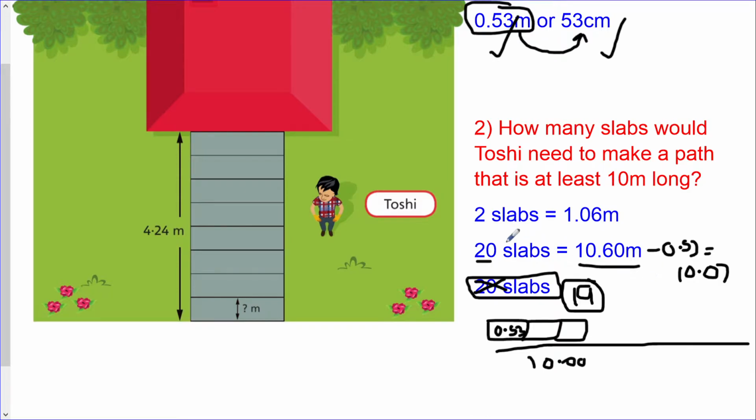Now my way, recognising links between numbers, is a much quicker way of doing that. But if you need to draw the diagram and add them up, 0.53 add 0.53 add 0.53, then do that, okay? Either way you would have got the right answer. Right, let's move on to today's session now then.